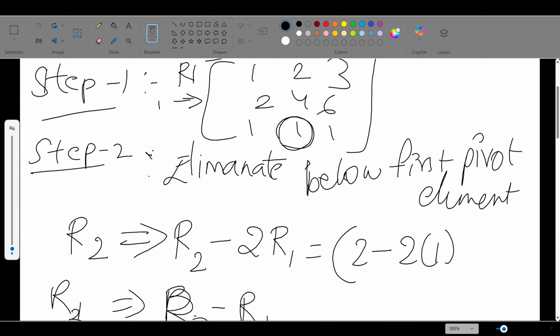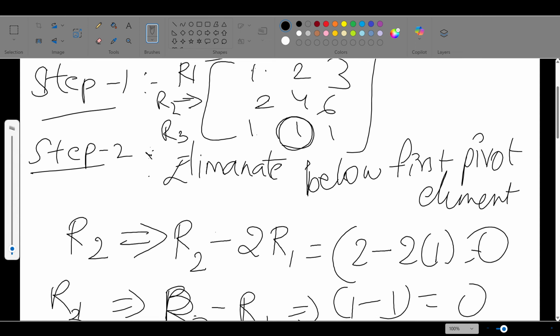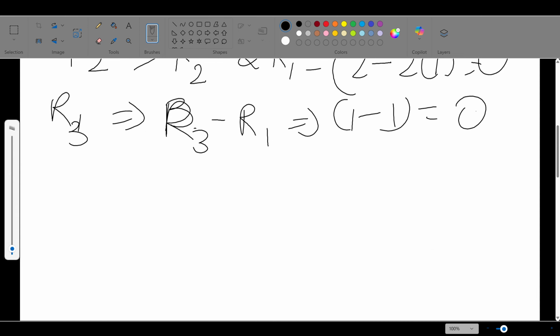This is R1, this is R2, this is R3. 2 minus 1 into 2, 0. R3, 1 minus 1, 0. Okay, so we made these two zeros. So the result matrix is 1 2 3 0 0. Done. Next, this one, the next one.